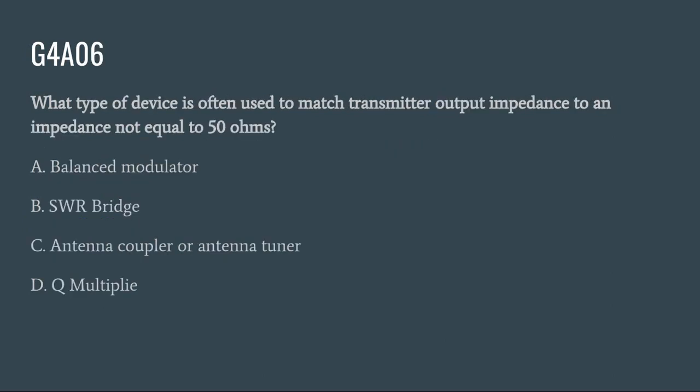G4A06, what type of device is often used to match transmitter output impedance to an impedance not equal to 50 ohms? A, balanced modulator. B, SWR bridge. C, antenna coupler or antenna tuner. Or D, Q multiplier. Correct answer is C, antenna coupler or antenna tuner.